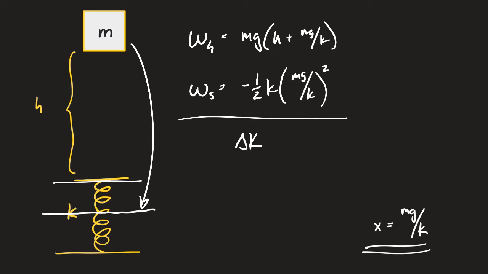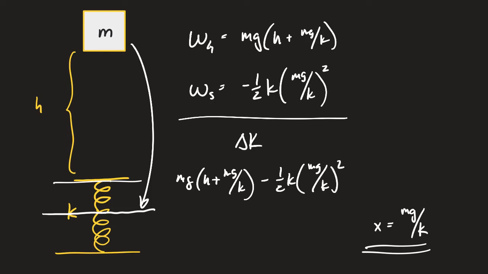Right? So mgh plus mg over k minus 1/2 k mg over k squared has to equal 1/2 mv squared minus 0. You see it's the same thing, right? Do you all see it's the same? Yeah. I just got this on the other side now.